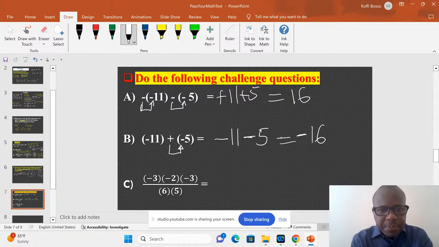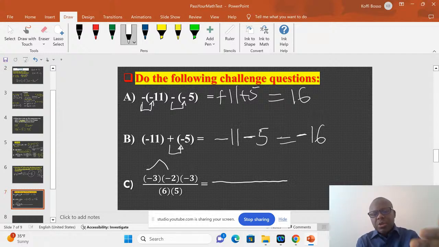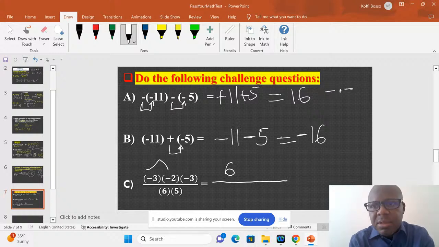We continue. So now this is a division, right? I take it step by step. On top, I take the first two, because even though it's a division, we have a multiplication on top and a multiplication in the denominator. So what is negative 3 multiplied by negative 2? That turns to positive 6. Why? Because every time we see negative multiplied by negative, that gives positive. Positive multiplied by negative is negative. Negative multiplied by positive is negative. And positive multiplied by positive is positive.